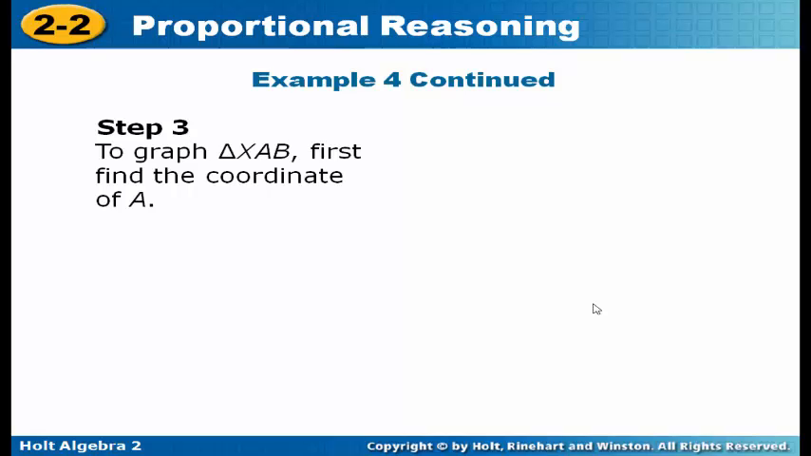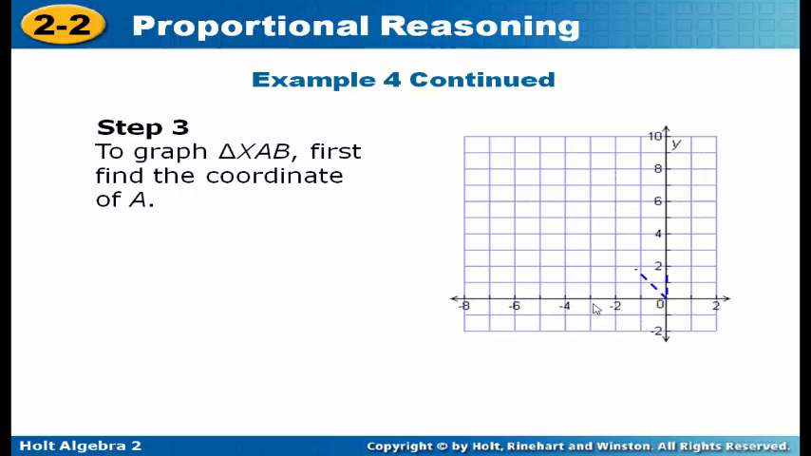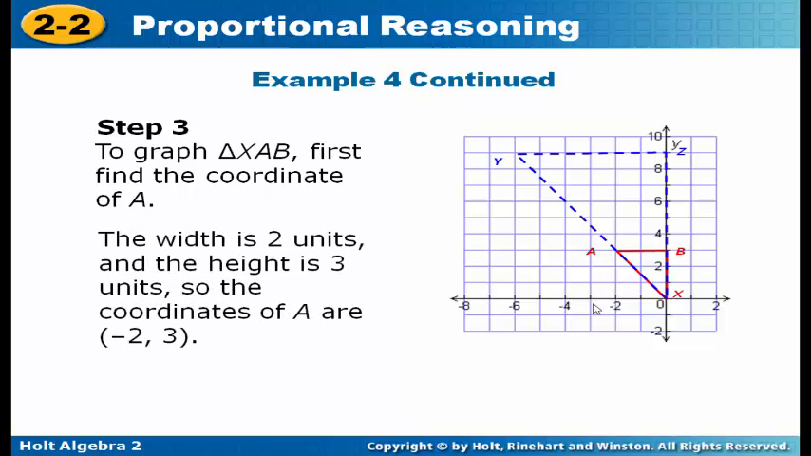To graph triangle XAB, find the coordinates of A. We draw X, Y, Z. The width is 2 units and the height is 3. So the coordinate of A is (-2, 3). Why? Because the height is 3 and the width is 2.